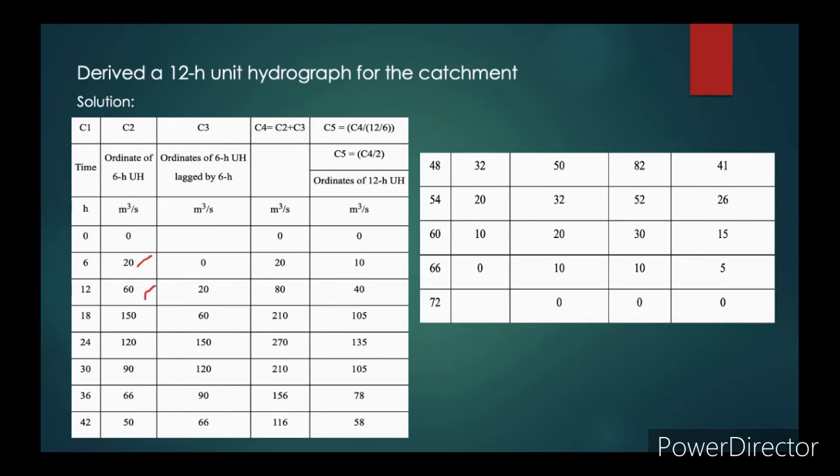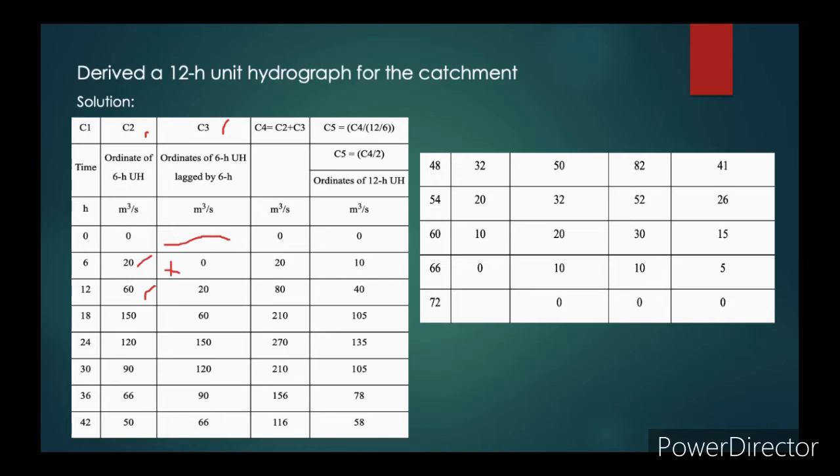The next is column 4. In column 4, we add column 2 and column 3. At the start it is 0 plus 0, which is 0. At 6 hours it is 20 plus 0, which is 20. Then 60 plus 20 is 80, and 150 plus 60 is 210, and so on. The unit is again cubic meters per second, and this gives the 12-hour unit hydrograph sum.